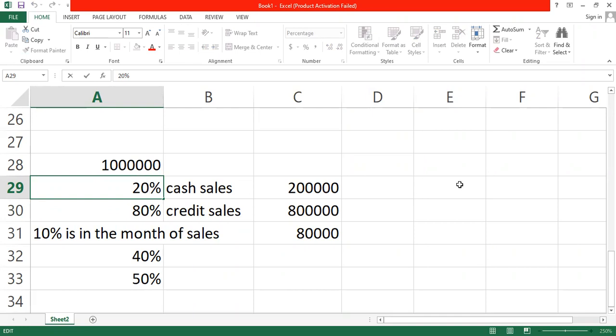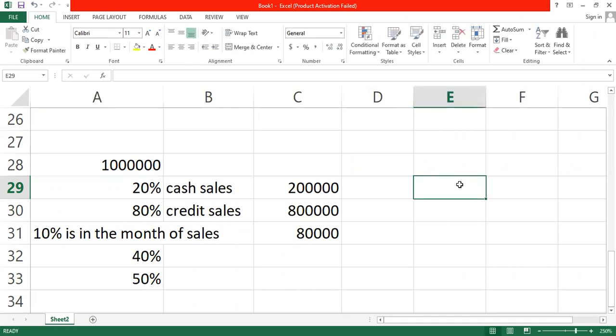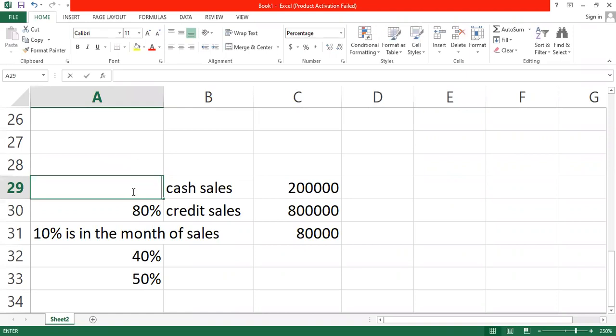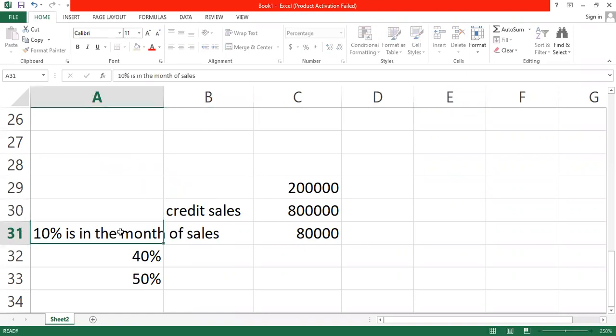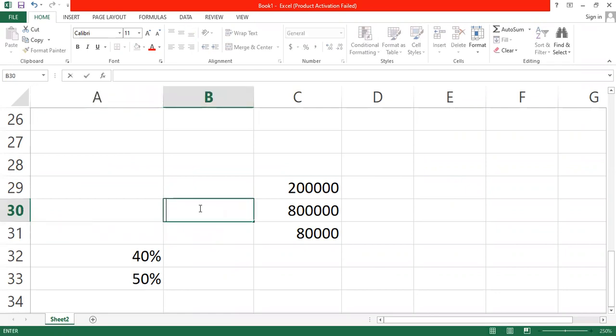Let's come to how we settle the credit purchases too. It's the same procedure. They also give you how it will be settled: 50% in the month of purchases and 40% in the following month. That is how we go about it. So we pick a question, then we do a proper schedule for the cash flow, the cash budget. All right.